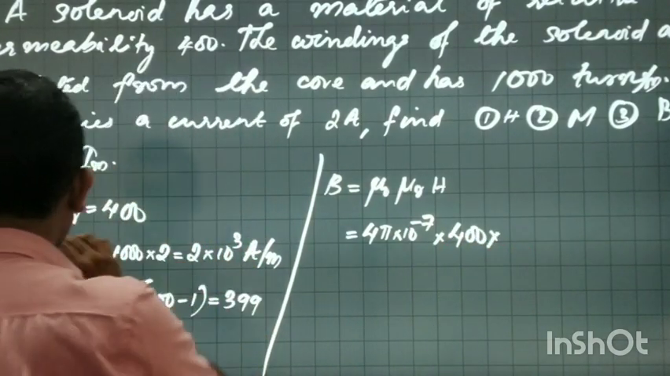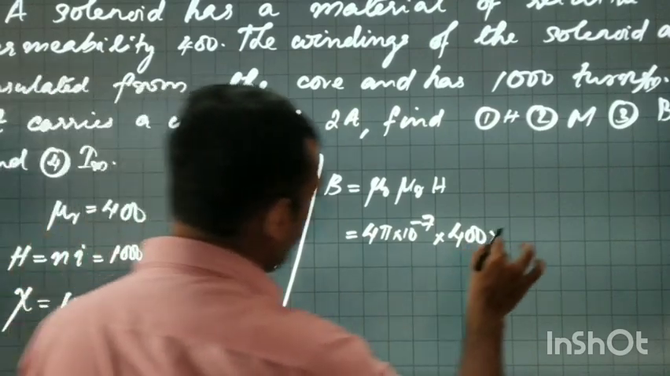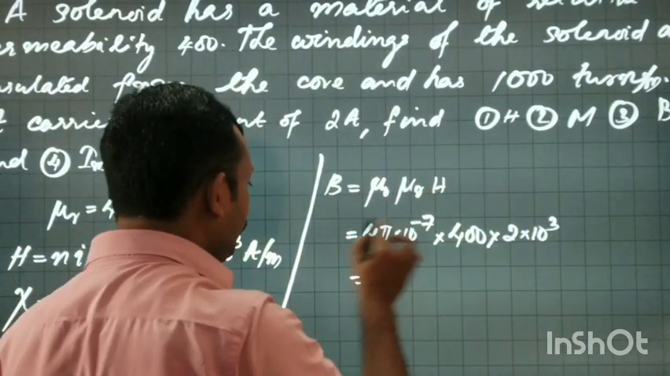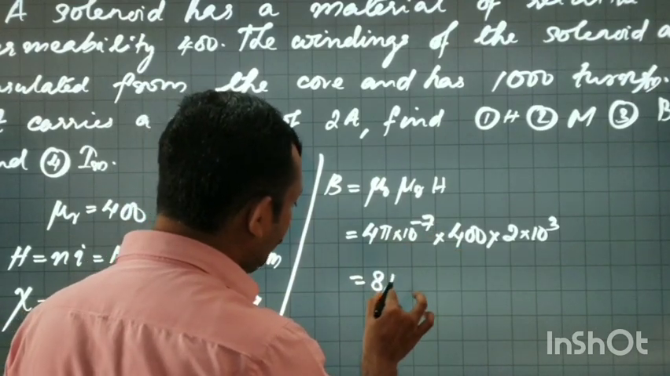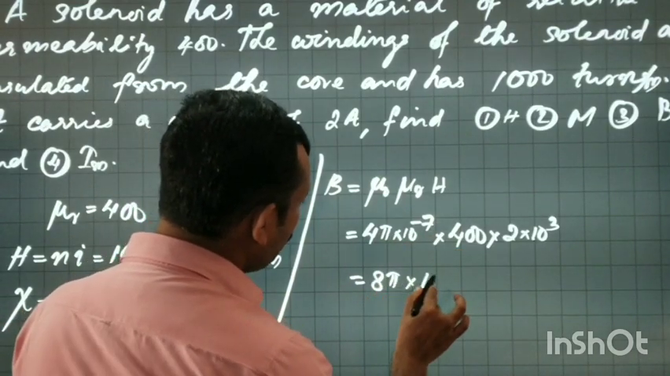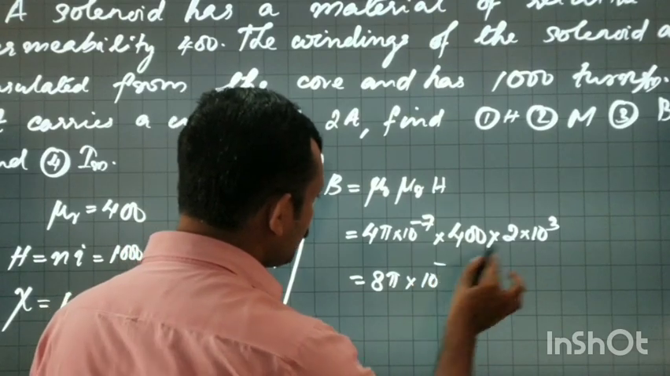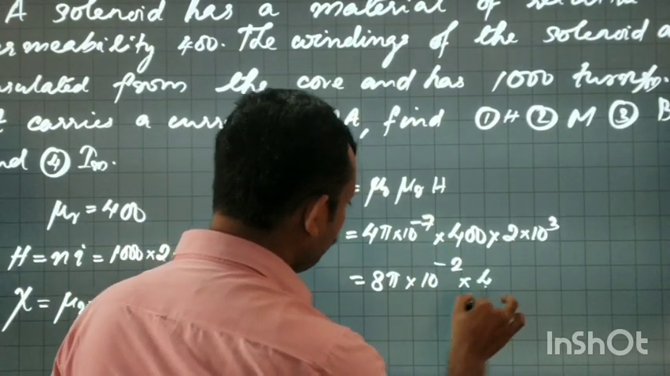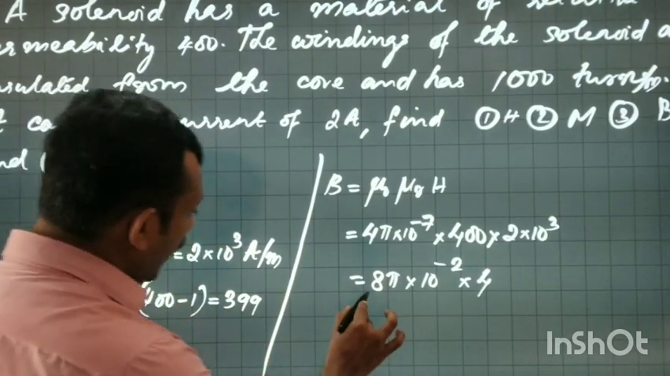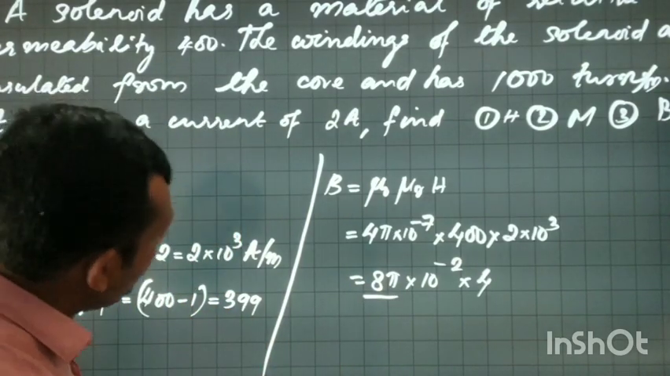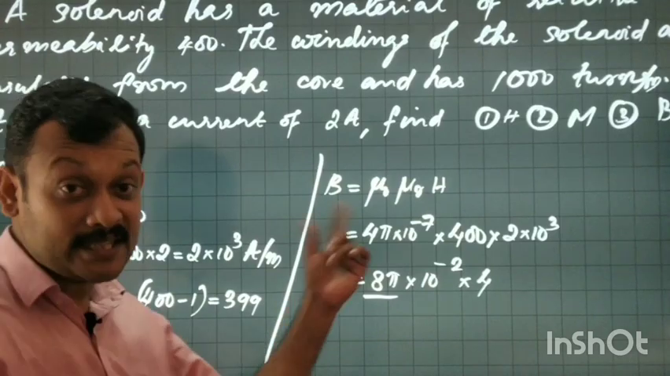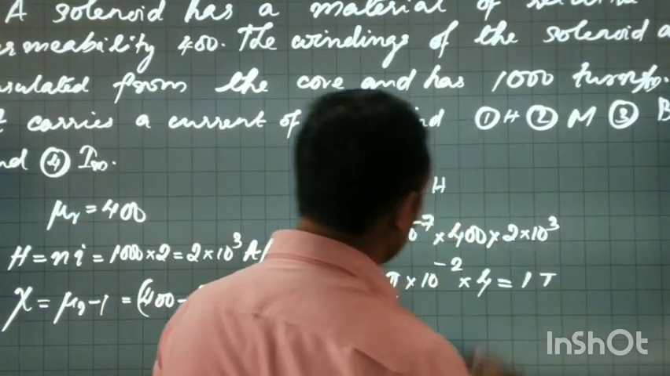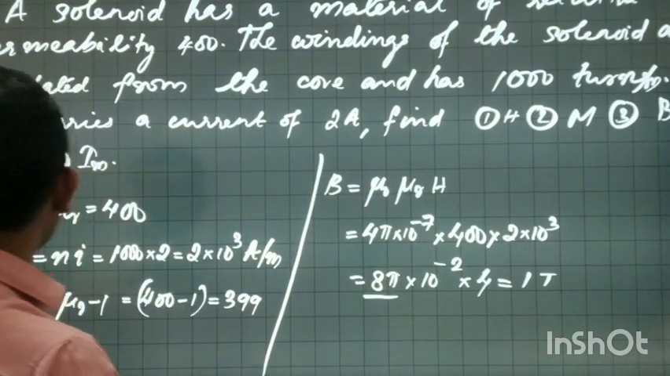Now H is how much? 2 into 10 to the power 3. So this is 4 into 2 is 8 pi into 10 to the power minus 2 multiplied by 4. So 8 pi is approximately 25. 25 into 4 is 100. This is 1 Tesla. What is the last part?